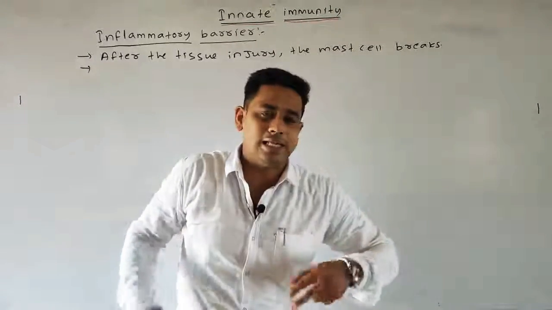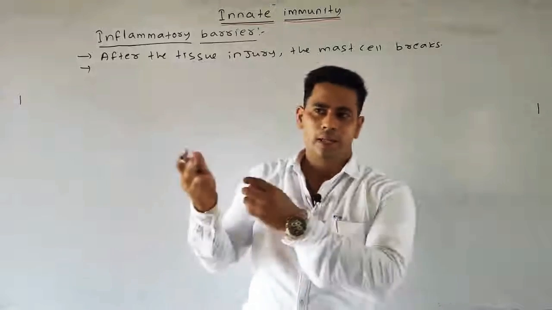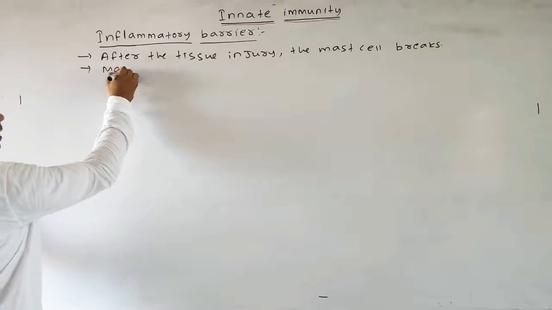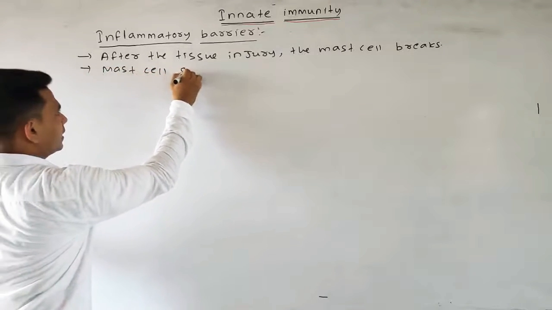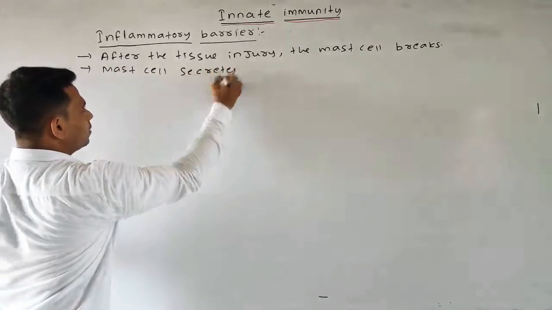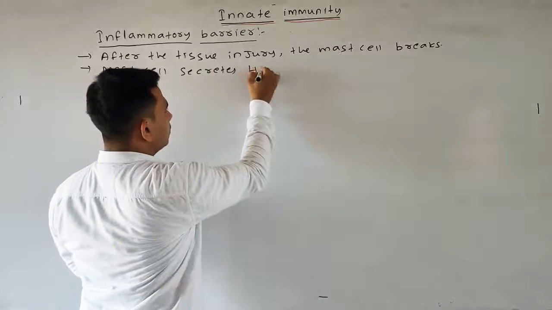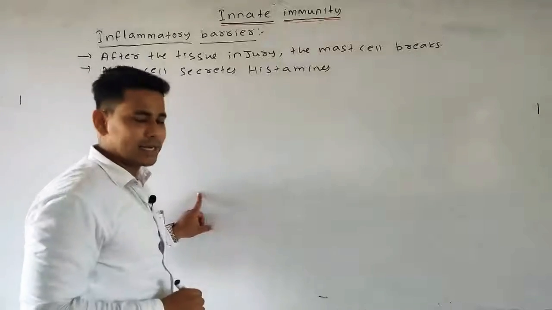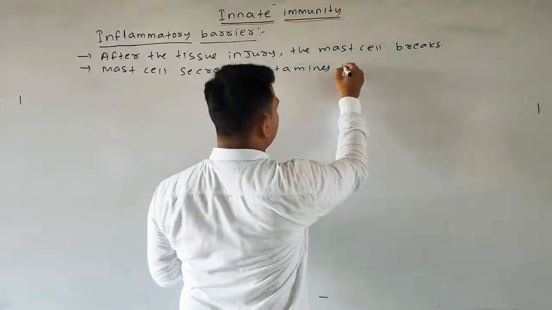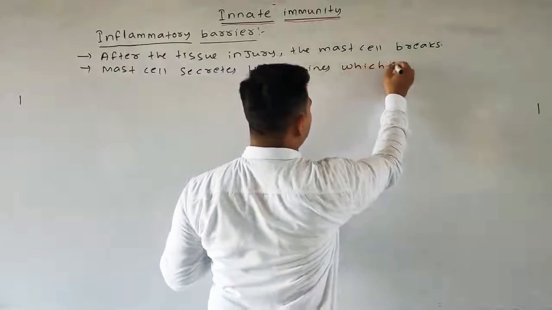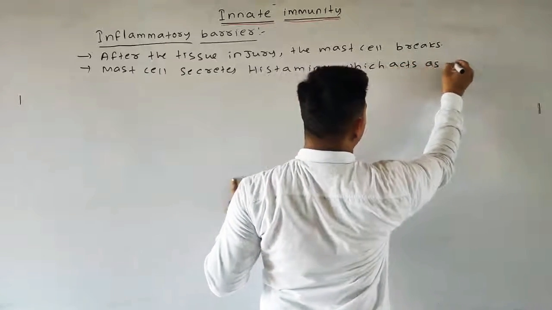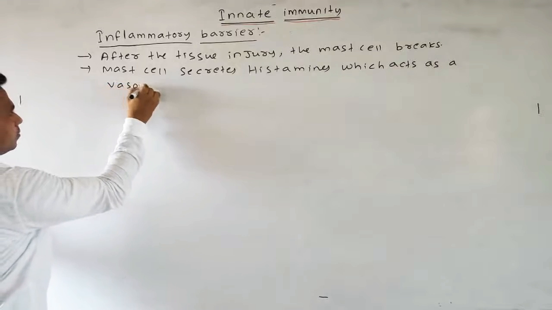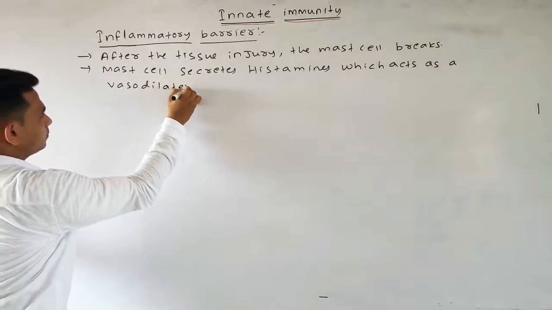The mast cell secretes histamine and the prostaglandins. So simply you write the mast cell secretes, generally we will write the histamines, which act as a vasodilator.